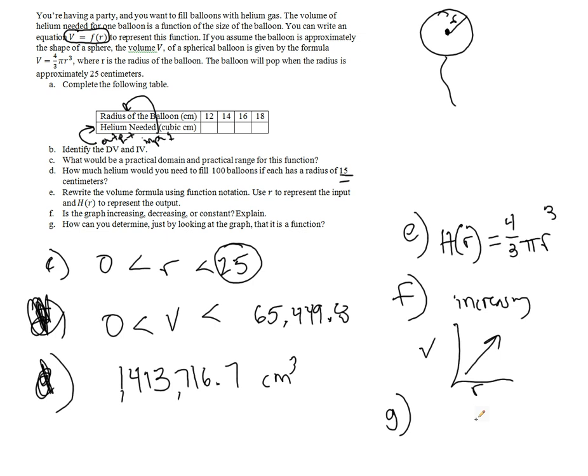In part G, how can you determine just by looking at the graph that it is a function? A function, remember, means for every R, every radius, there's only one volume. Is that true? You couldn't argue that a balloon with a certain radius will have more than one volume. Every radius corresponds to only one possible volume for the balloon that we're talking about, as long as all the balloons are the same.